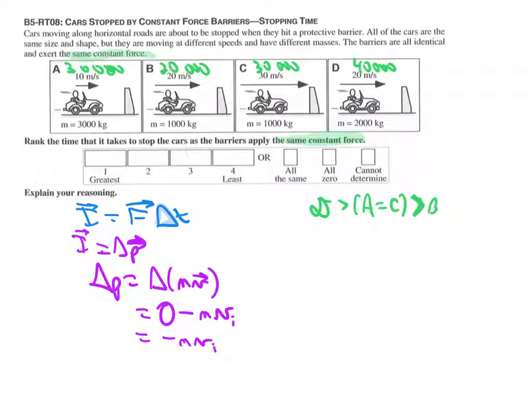But remember, the ordering for momentum is the ordering for the magnitude of the change in momentum, which is the ordering for the impulse, which is the ordering for the time. So in the end, we've ended up with the same, right? This is our answer for the times as well as for the momentums.